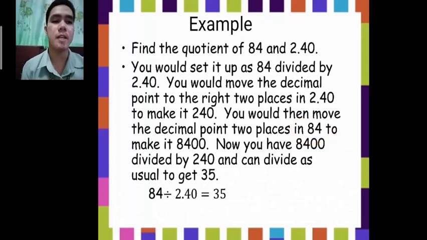Since we moved 2 places to the right, we also move the decimal point 2 places to the right here. Okay, since the decimal point is after the 4, we have to move it to the right. So 1, 2. Our dividend will be 8,400. Now you have 8,400 divided by 240 and can divide as usual to get 35. Okay, so 84 divided by 2.40 is 35.